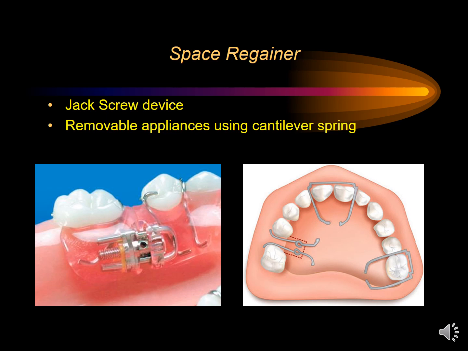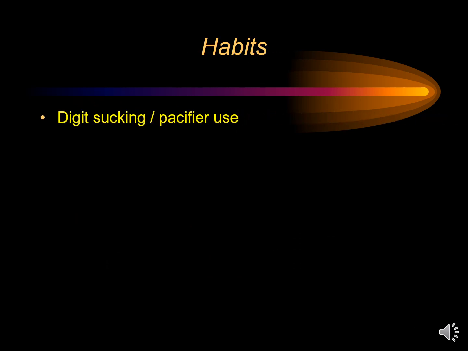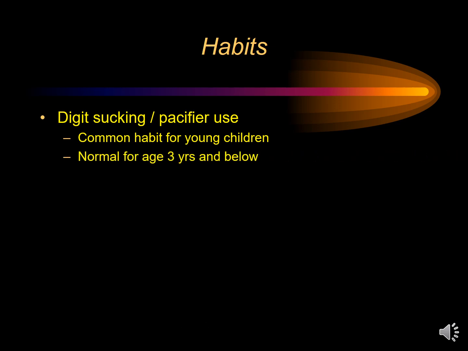We could also use a jack screw appliance, or we could use a removable appliance using cantilever springs. Habits. Now, digit sucking and pacifier use are common habits in young children. They are usually normal as long as the patient is about age 3 and below.